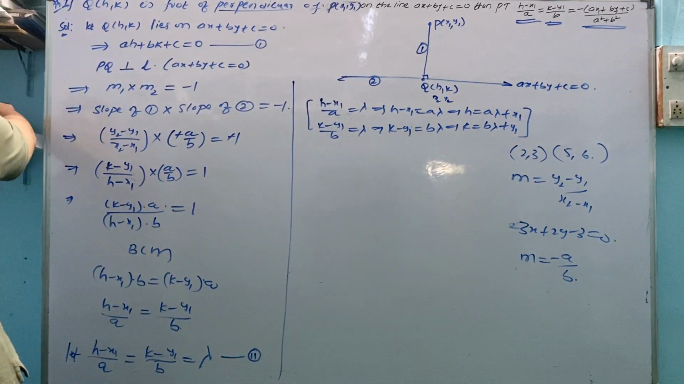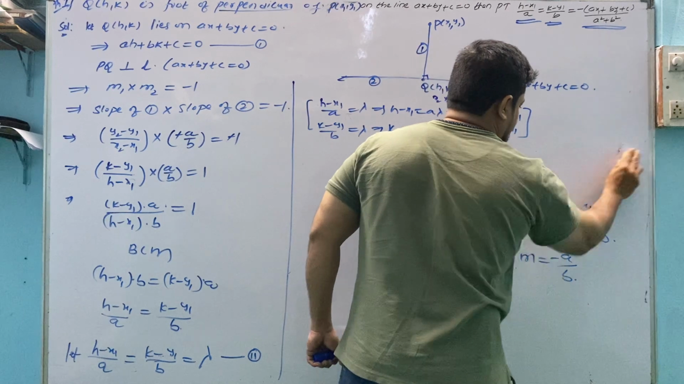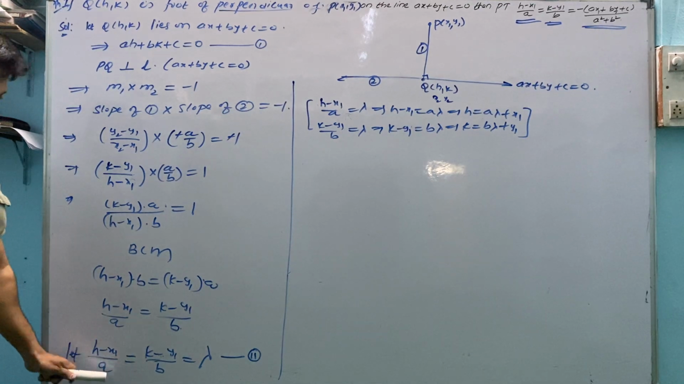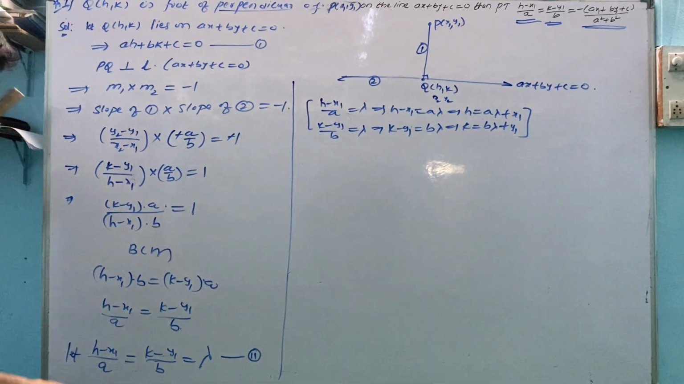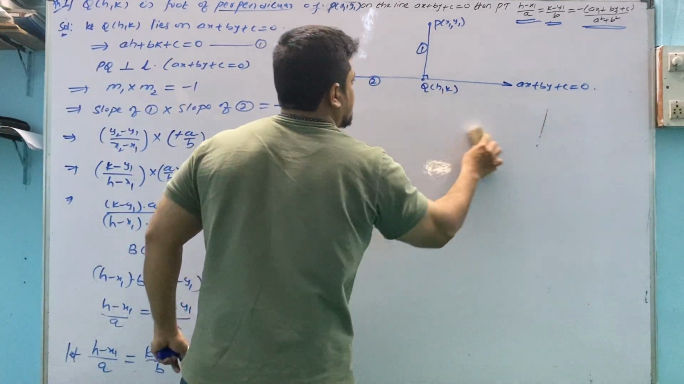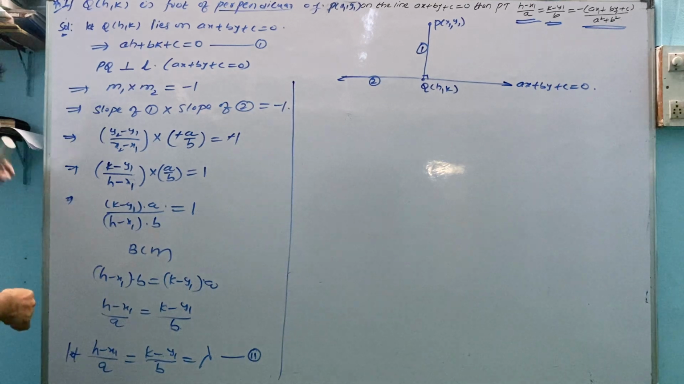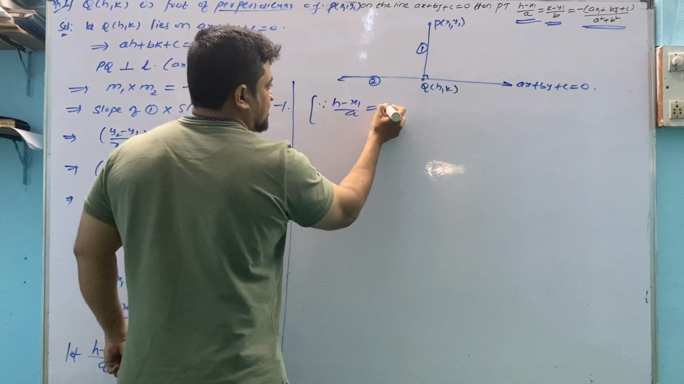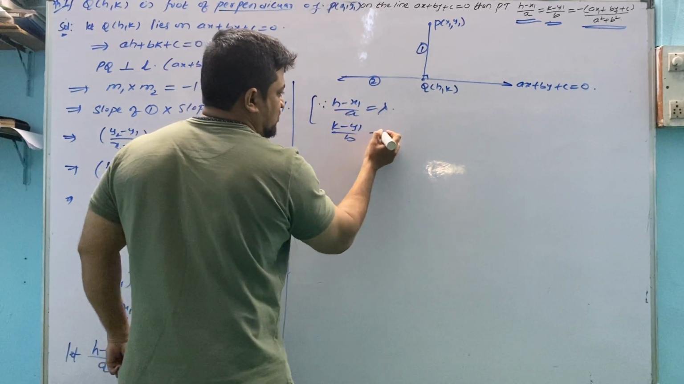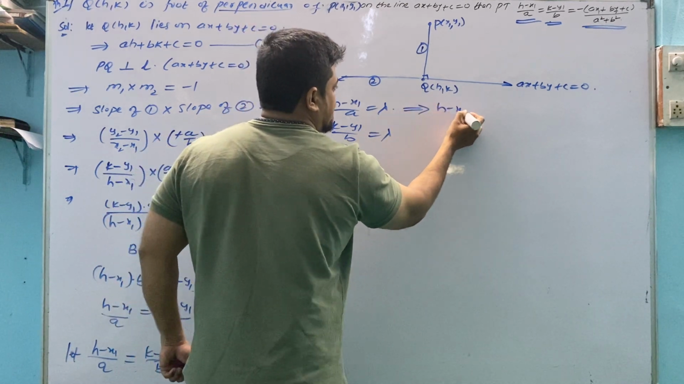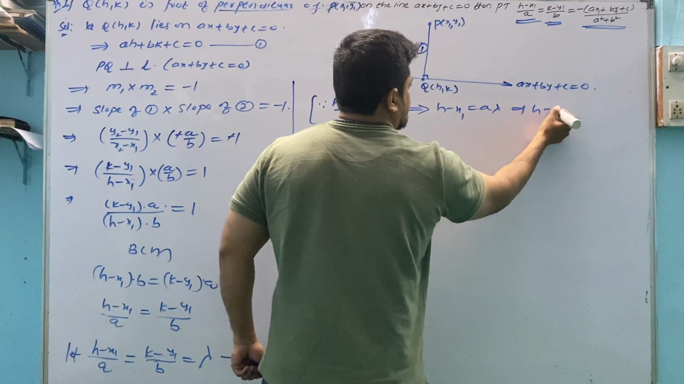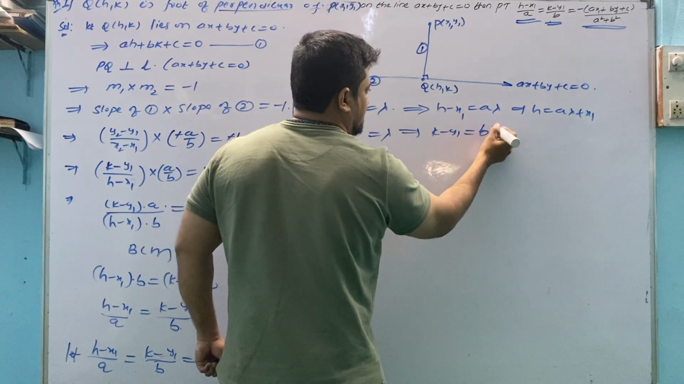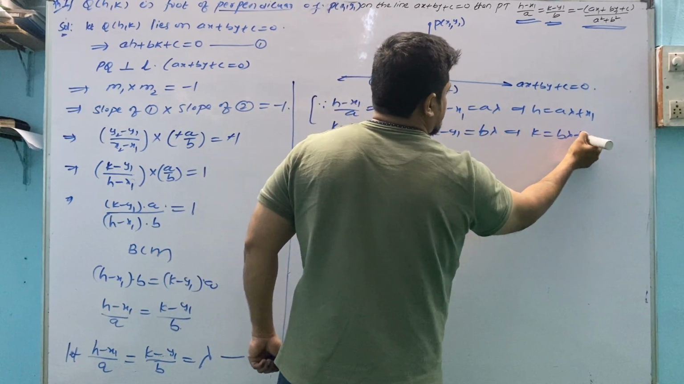From where did we get that? Check it out once again. After equating second, from this we have equated first one. h minus x1 by a, k minus y1 by b equals lambda. This implies h minus x1 equals a lambda, h equals a lambda plus x1. k minus y1 equals b lambda, k equals b lambda plus y1.